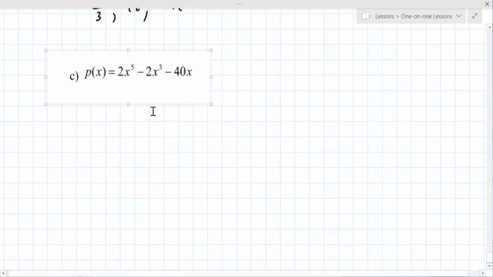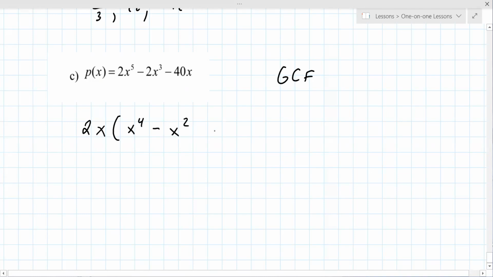All right, last one here. Some more factoring. Last one of this factoring section. So this one's a GCF. This is the one that I tell students, over and over again, to look out for because it can just save you a lot if you can see it. So there's an x in all of them, and everything's divisible by 2. So we'll go 2x. So that's x to the 4th minus x squared minus 20.